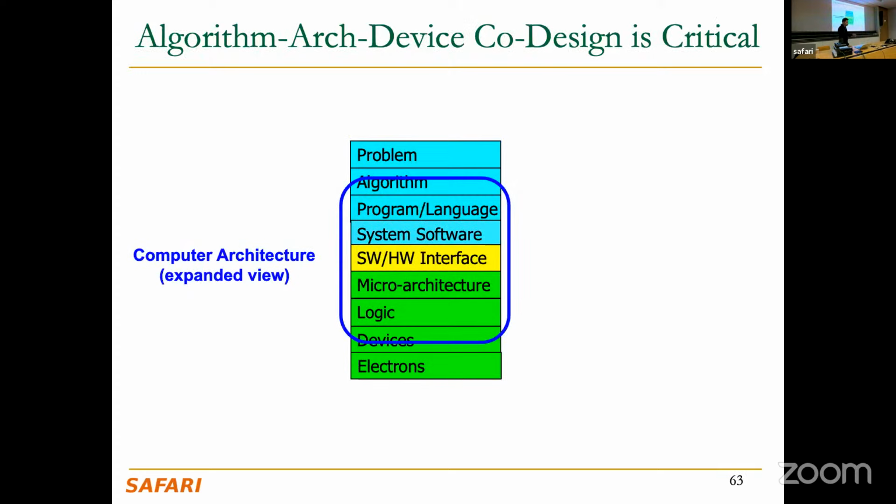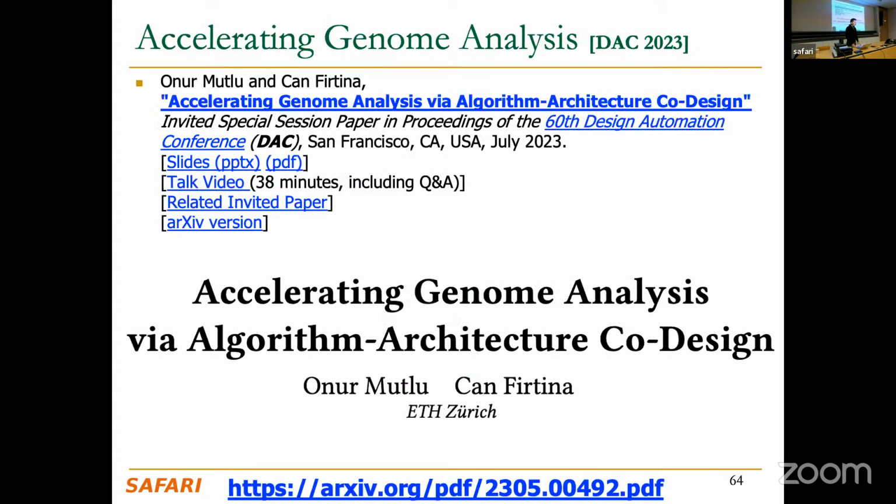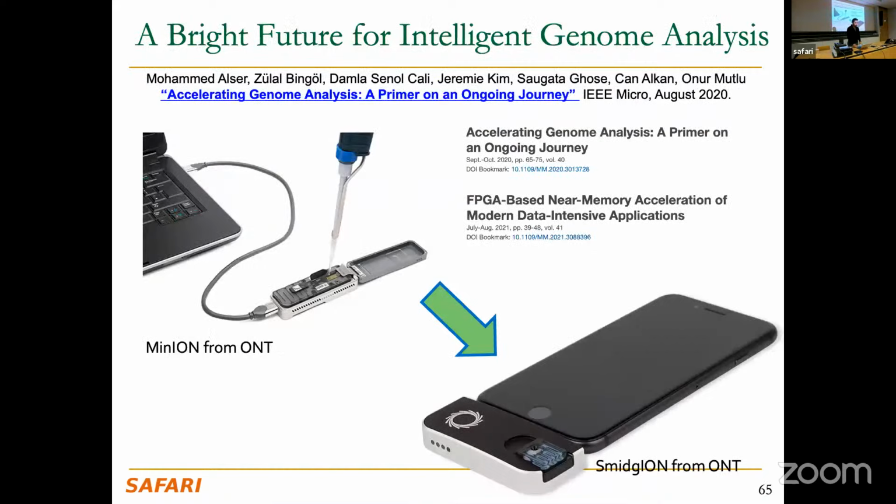To achieve this, we should really think of the entire stack of computer architecture, almost starting from the problem down to the electrons. Even further, we're now using DNA to do the computation. If you're interested in how we're accelerating genome analysis with algorithm-architecture co-design, you can also take a look at this paper, which summarizes the recent works in the field. But essentially, there's a bright future for intelligent genome analysis because the sequencing technology has been improving, the tools are improving, and the processing technology itself is improving.